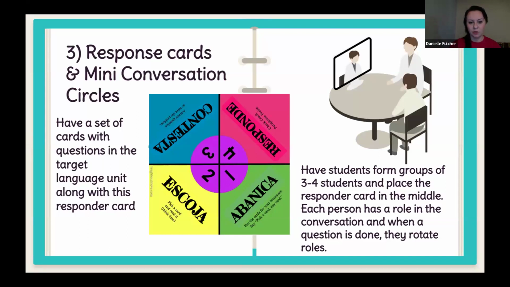So this uses material in the target language. So escoja, pick, contesta, answer, responde, respond. But then it also gets them talking in the target language. And it keeps you out of it because sometimes, especially with those lower levels, they feel more confident talking to their peers than they do the teacher itself. So this is one technique I really enjoy with them.